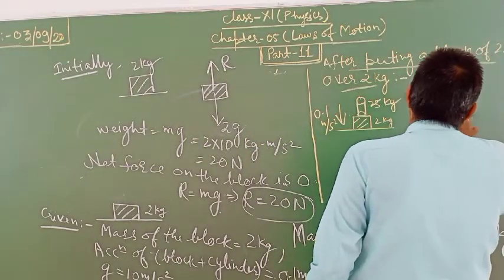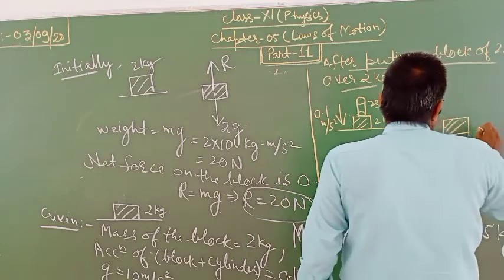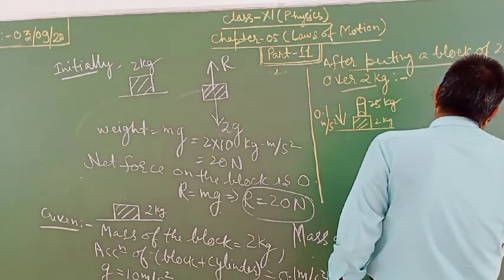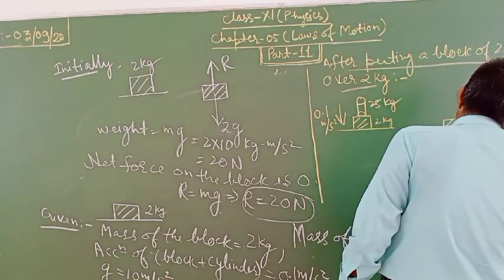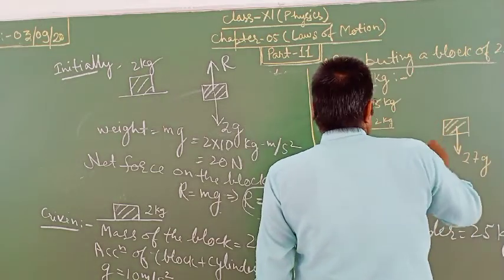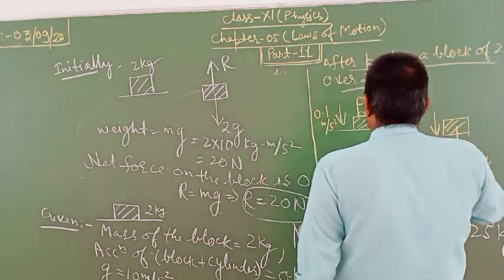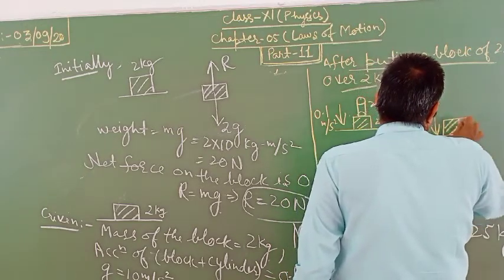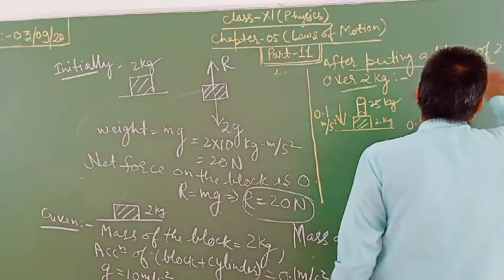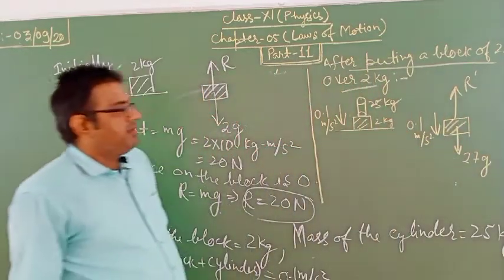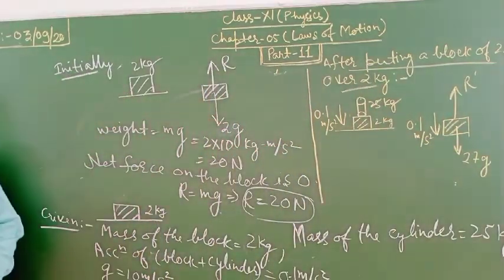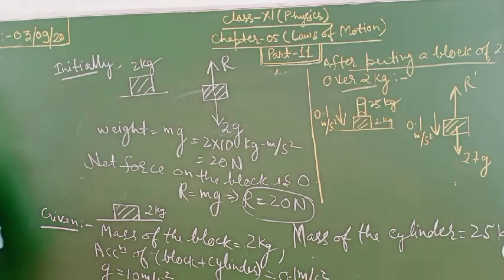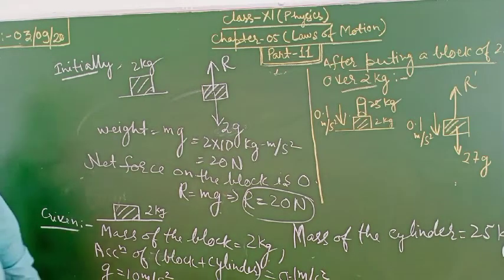So if you consider a mass of 27 kg and acceleration 0.1 meter per second square, then the normal reaction becomes R dash. So we have to calculate the normal reaction R dash.